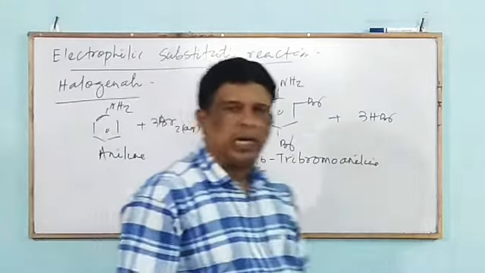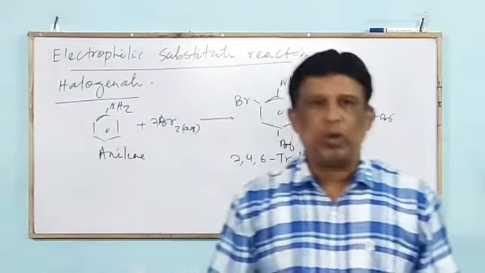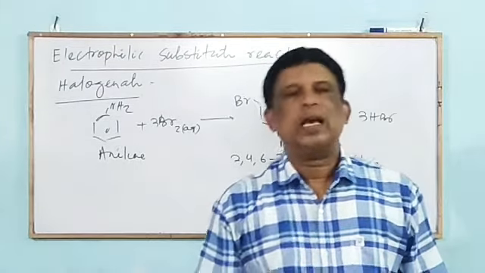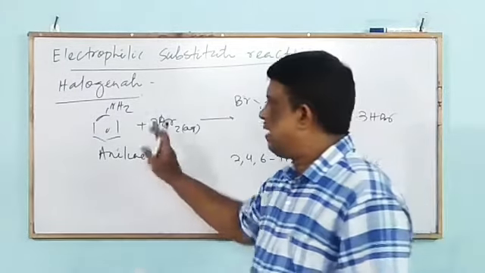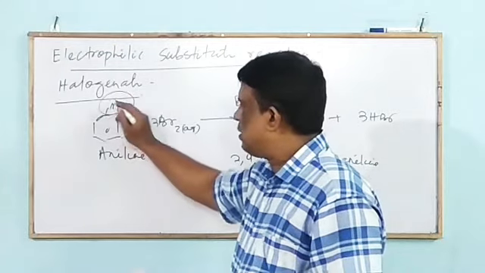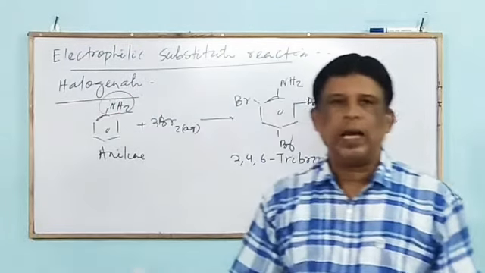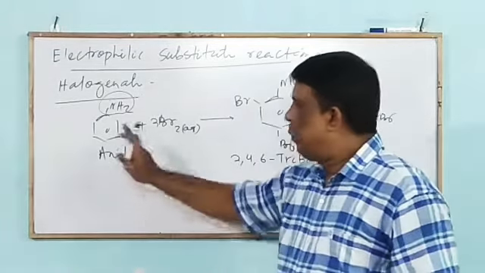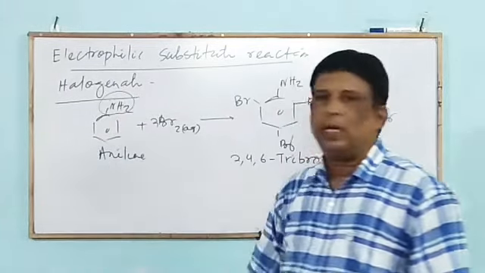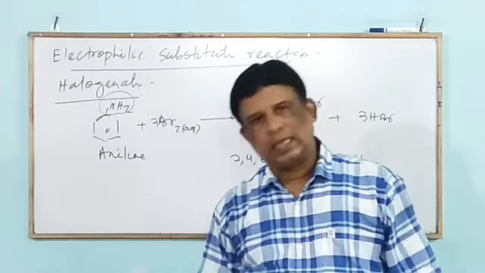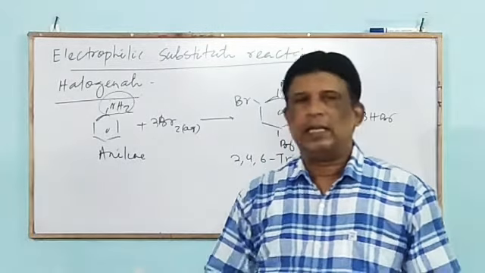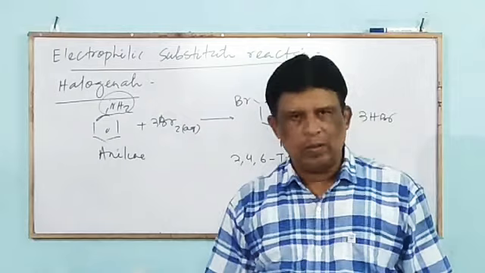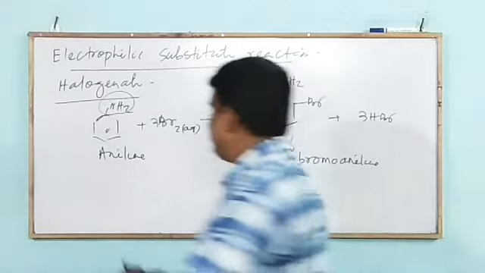But sometimes we need to get a monosubstituted product. That's why it is necessary to check the activity of the NH2 group, and it is carried out by acetylation. So before going to bromination, first the NH2 group is protected by acetylation. Then it is regenerated by hydrolysis. Mark the equation.